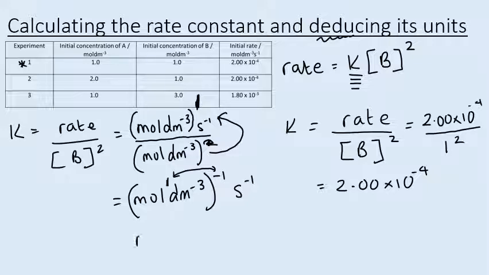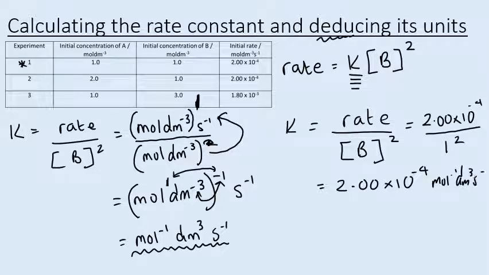So that's going to be mol minus 1. Then the minus 3 minus 1. That becomes dm plus 3. So I've deduced my units as mol minus 1 dm cubed seconds minus 1. Okay. Now you will get better at practicing these units because it is often the biggest stumbling block for a lot of people.